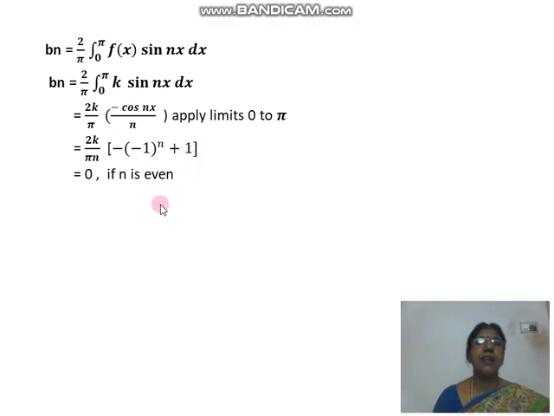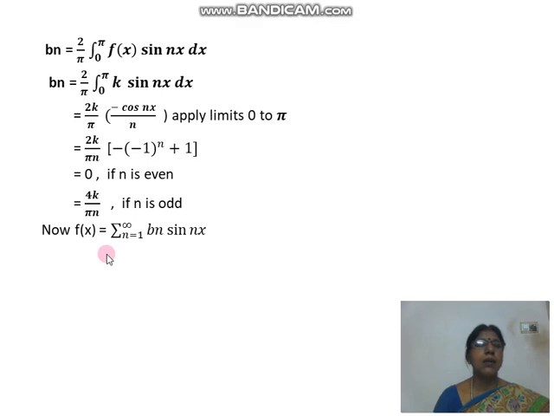Now you observe, if n is even, minus 1 whole power n becomes plus 1. Plus 1 into minus 1 plus 1 becomes 0 if n is even. If n is odd, minus 1 whole power odd, like minus 1 whole cube, is minus 1, and minus of minus 1 plus 1 means plus 2. So 2 into 2k by pi n means 4k by pi n. Now bn is equal to 0 if n is even, and bn is equal to 4k by pi n if n is odd.